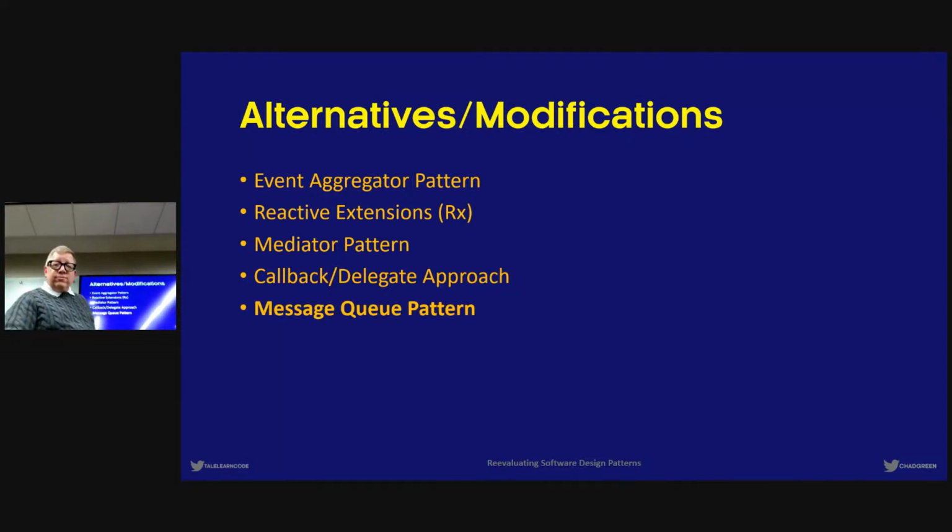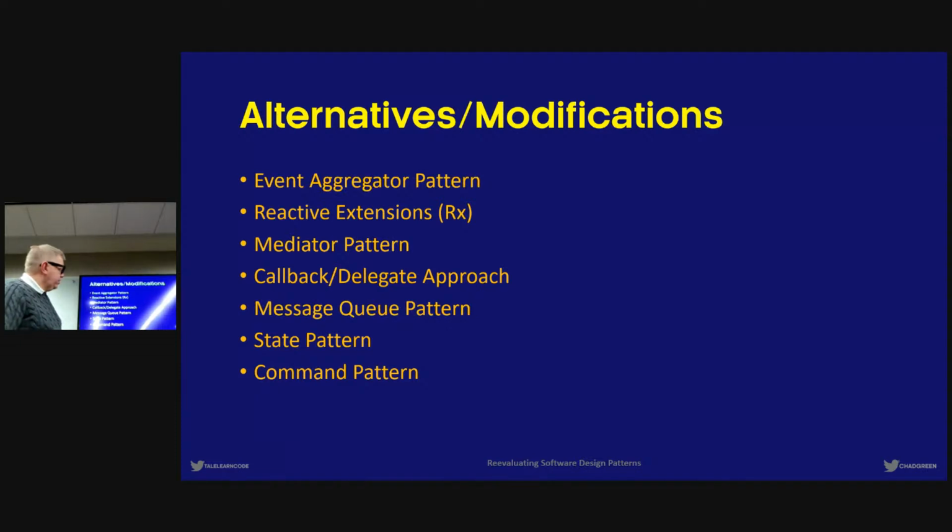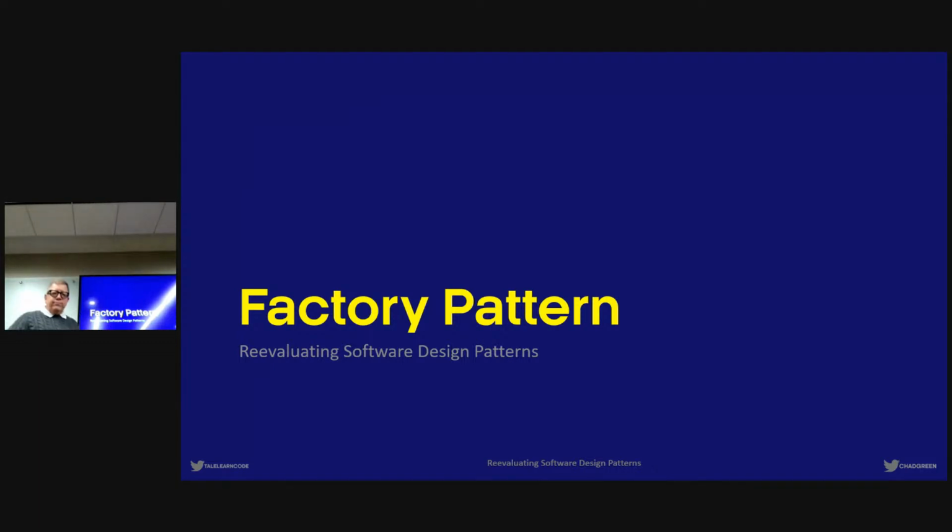Message queue patterns, state patterns, your command pattern, but probably the ones to look at are that mediator pattern I was talking about, and then the message queue pattern, right? Which basically gets it somewhere where I can get a queue and control that a little bit better. Those are really the big things there. So that's the observer pattern.